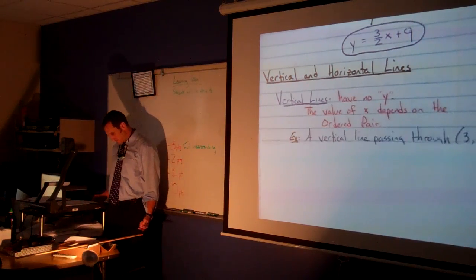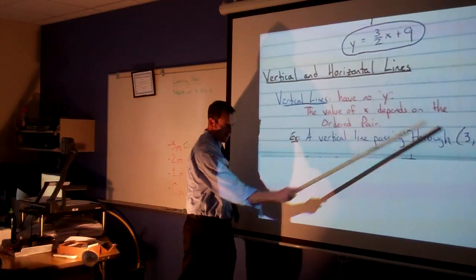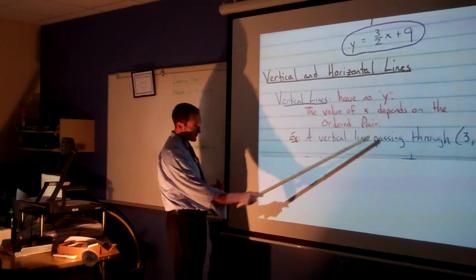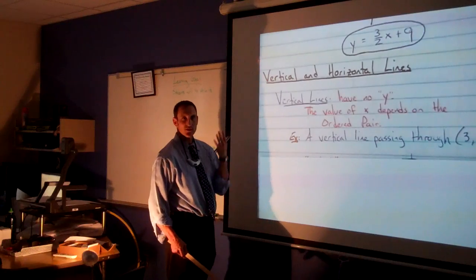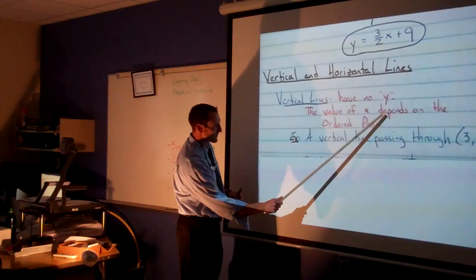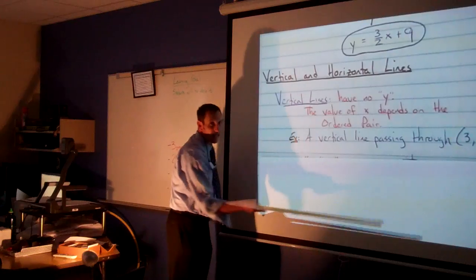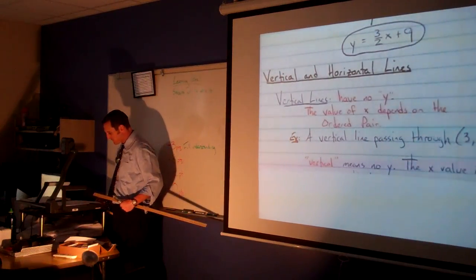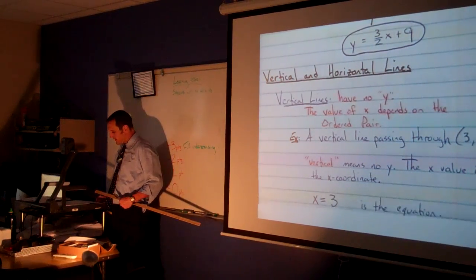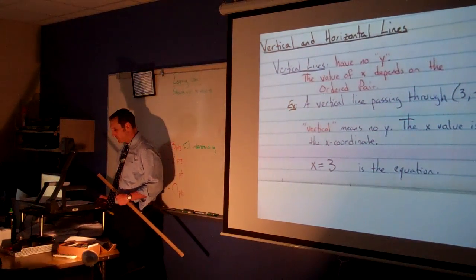So what that means is, if there is a vertical line that's passing through this ordered pair, the equation has no y, it's just x equals something. The equation depends on the value of the x in the ordered pair. So in this example, x equals the x coordinate in the ordered pair. So vertical means no y. The x value is the x coordinate. X equals 3 is this equation. So that's how vertical lines work.